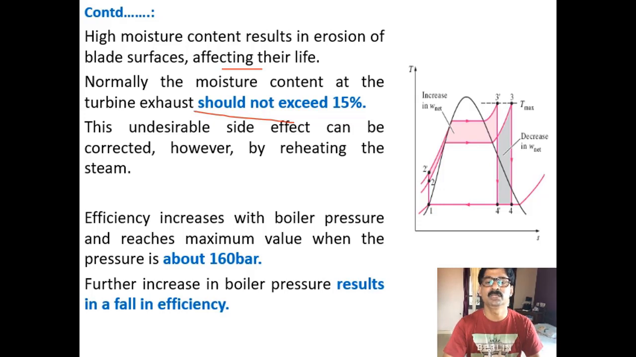So what you do is, after partial expansion here, you go for reheating, which we will discuss later. Once again, if you reheat to a certain temperature and then expand again like this, this can be avoided. So you have to use 2 turbines here, and in between you have to use a reheater.